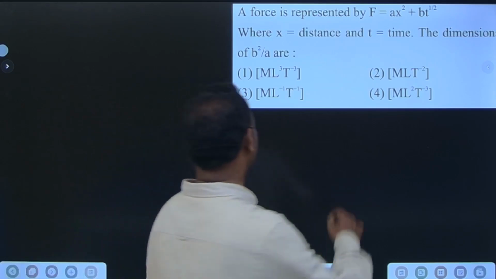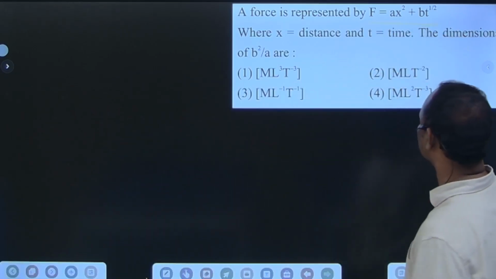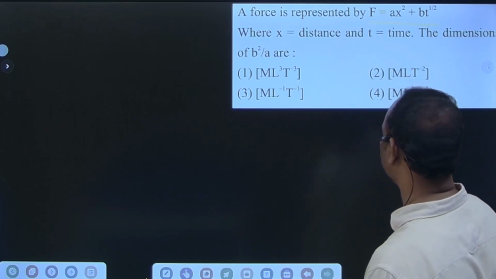So this is the next question. The force represented by F is equal to a x square plus b t to the power of 1 by 2.